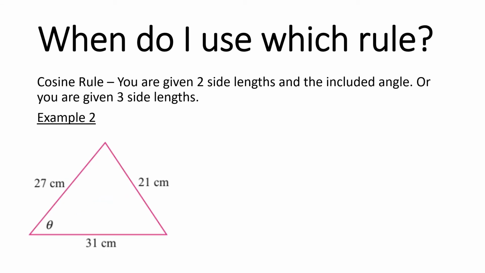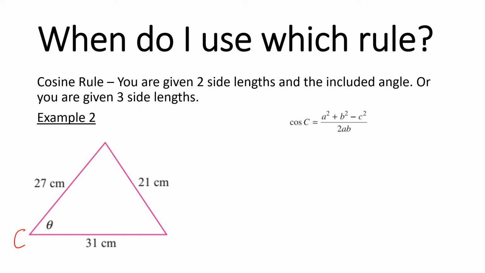Let's have a look at another example using the cosine rule. Remember, if you are given two side lengths and the included angle, like the example before, or if you are given all three side lengths, you use the cosine rule. For this one, we're given all three side lengths and we're trying to find an angle. So we're going to use the cosine rule to find an angle, which is cos C equals A squared plus B squared minus C squared all over 2AB. You can see that in our formula, cos C is our missing angle. So we're going to label our angle as C.